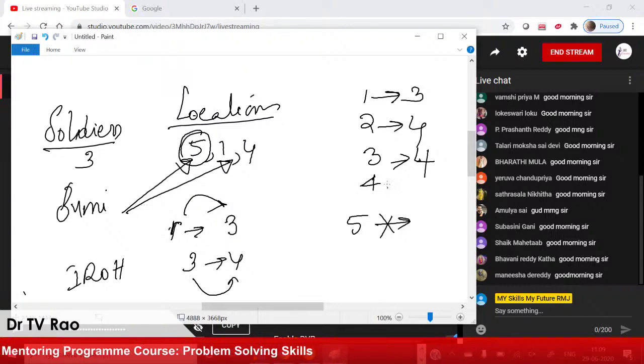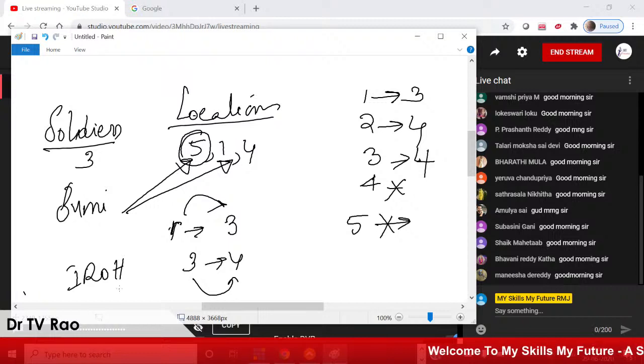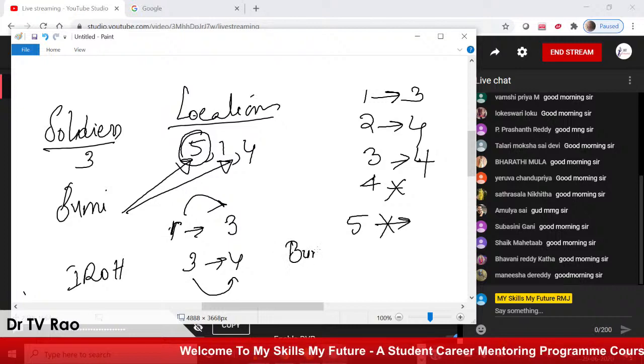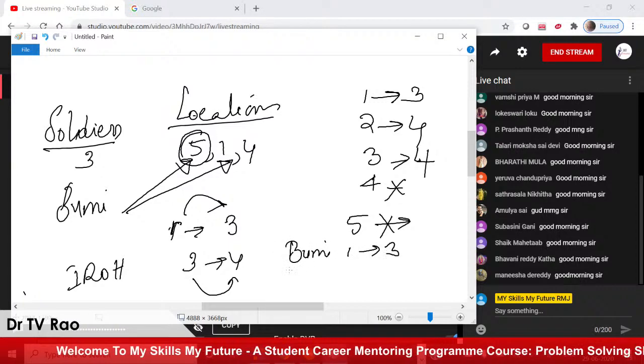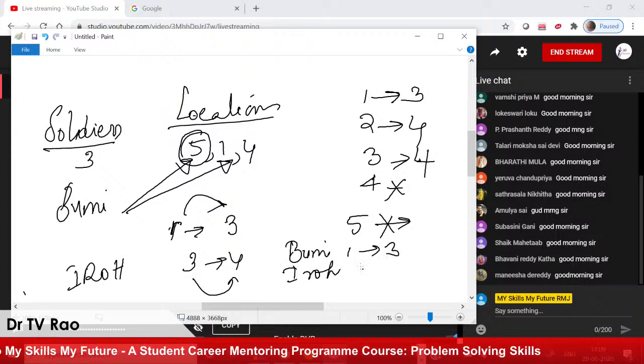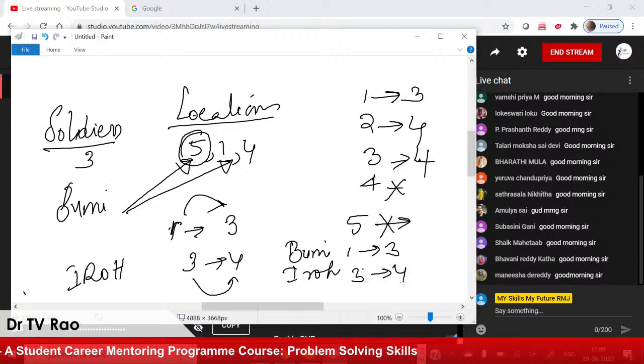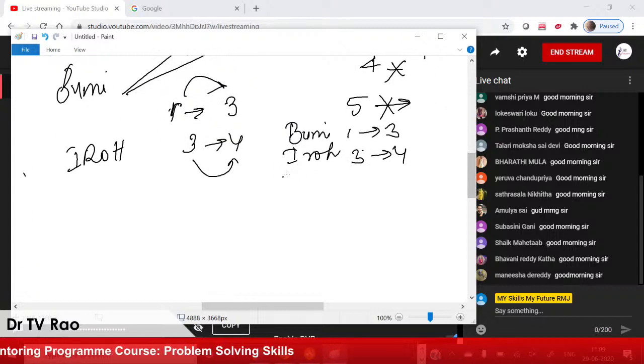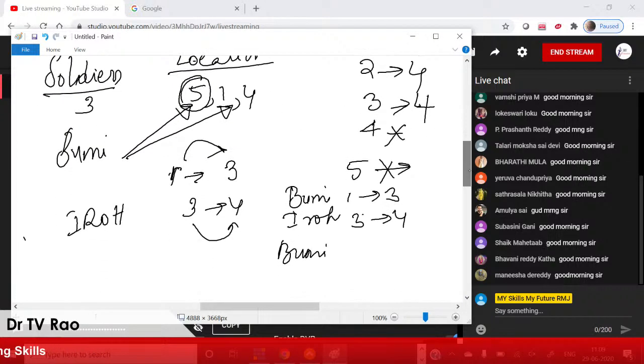Next, say there is no path. So from 4 there is no path. Bhumi 1 to 3, Airo 3 to 4. Next, Bhumi has no path. So who won the game? Airo.